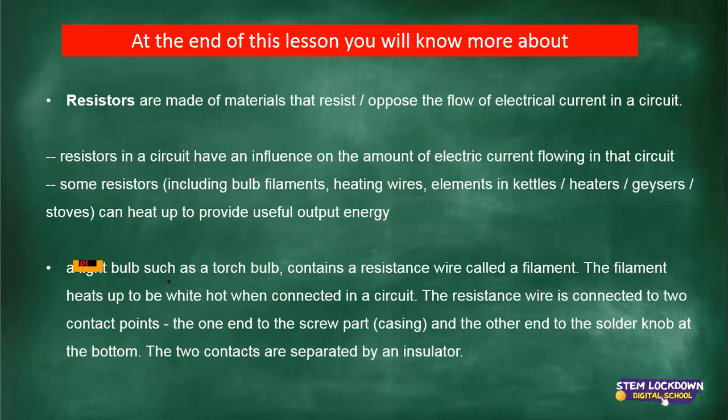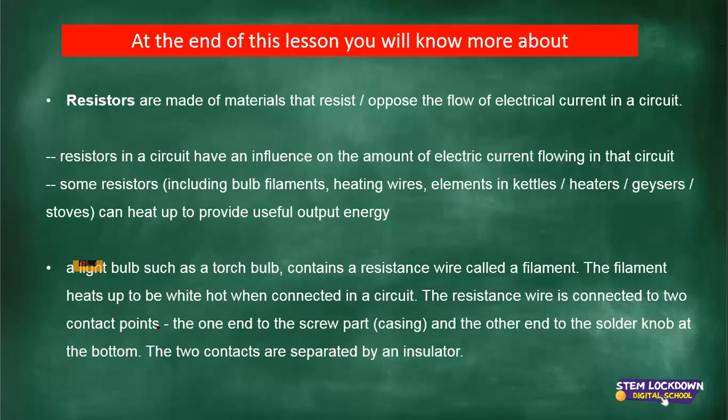A light bulb, such as a torch or a bulb, contains a resistor called a filament. The filament heats up white hot when it is connected to a circuit. I'll explain more about that when I show you a picture of a light bulb, and then I'll explain what the filament is. And the resistance wire is connected to two contact points.